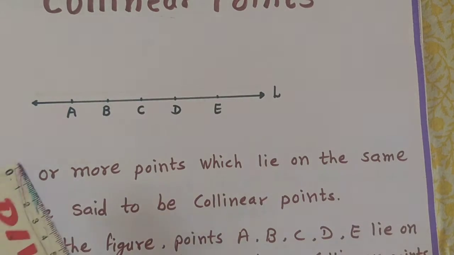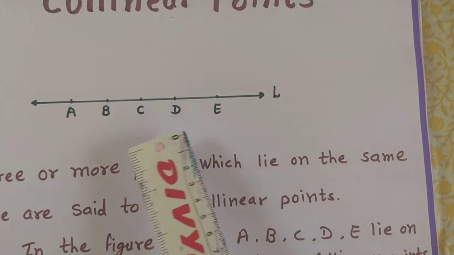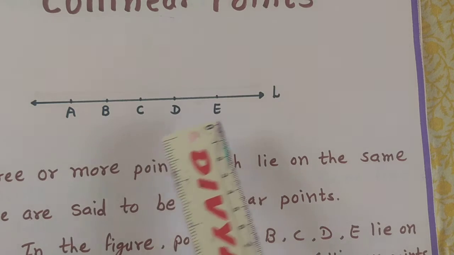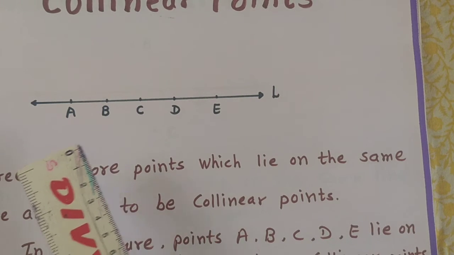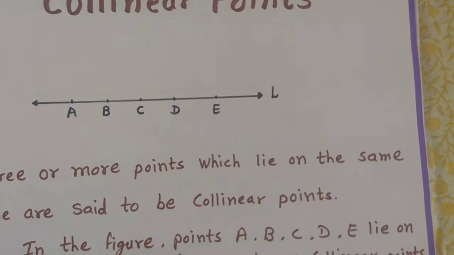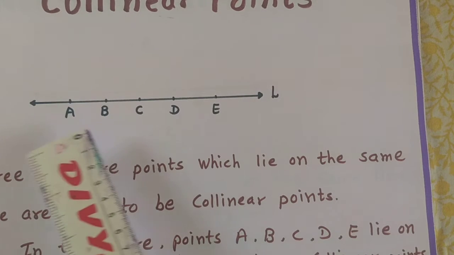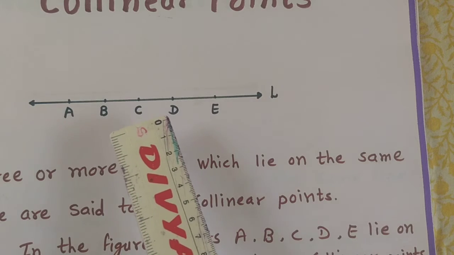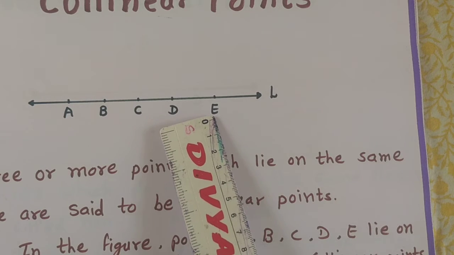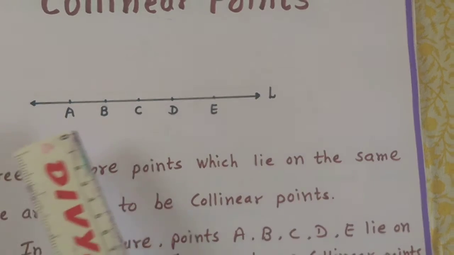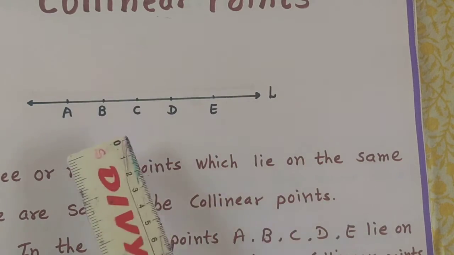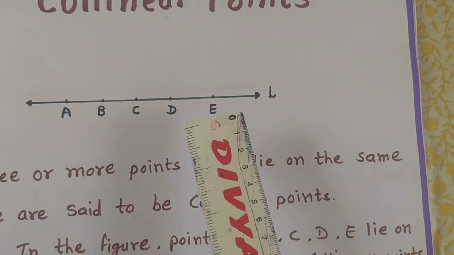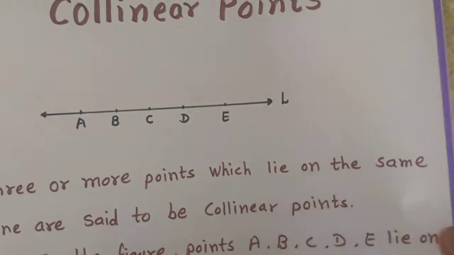Collinear points. Three or more points which lie on the same line are said to be collinear points. In the figure, points A, B, C, D and E lie on the same line L. These points are collinear points.